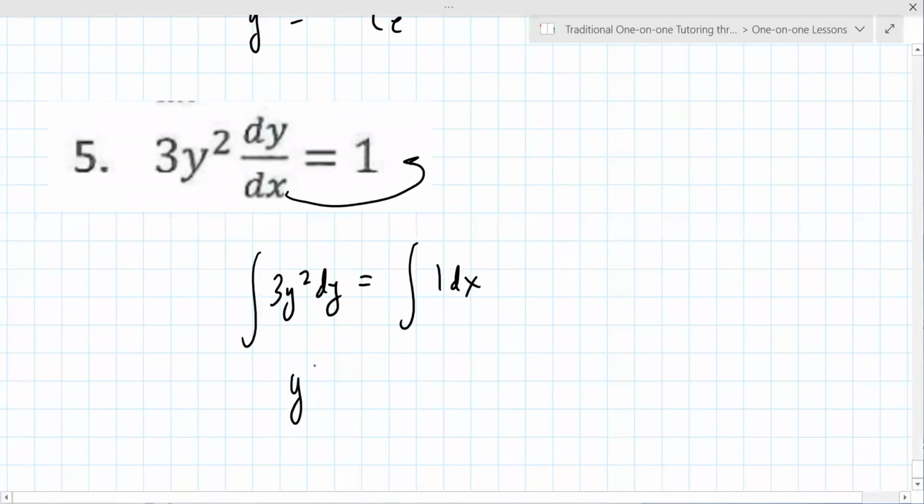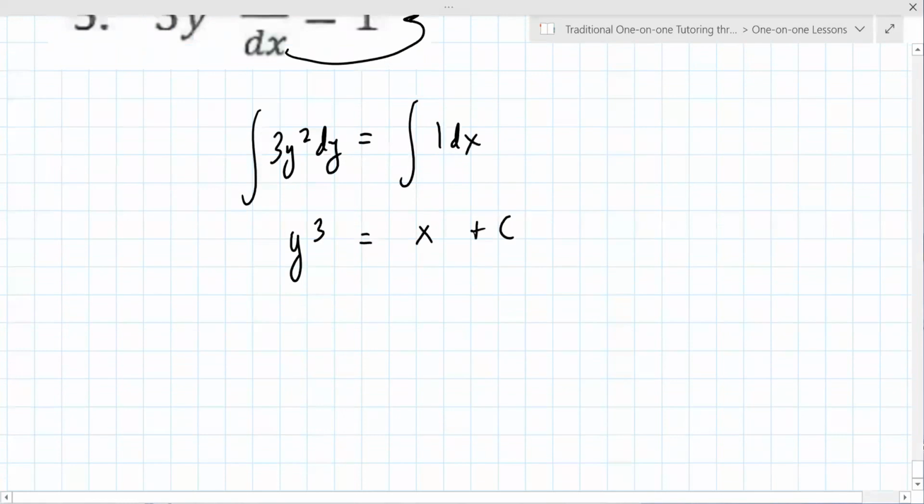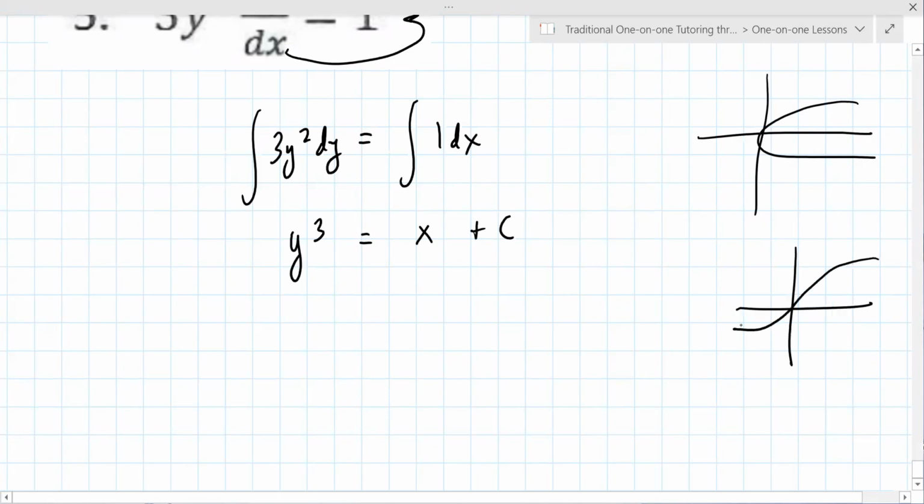So then on the left, it's y cubed. On the right, it's x plus c. You can always solve for odd powers. It's the even ones that are problematic. The even ones look like some variation of this, whereas the odd ones have a nice behavior like that, generally. So y is the cube root of x plus c.